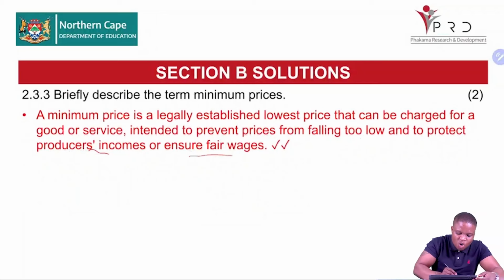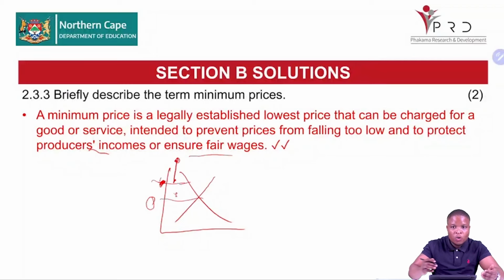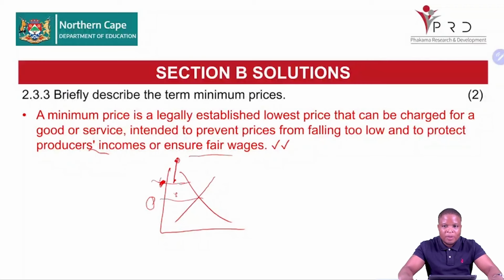Minimum price is the lowest. I know when you look at it, this is the price and then this is the minimum price, it looks like it's the highest. However, we call it a price floor. You can't charge anything below this. You must start here and go up. Look at the floor: it starts from the ground and goes up. So minimum price is the price floor. It's the lowest price you can charge. You take it from the floor and you can go up, but you can't go lower than the floor.